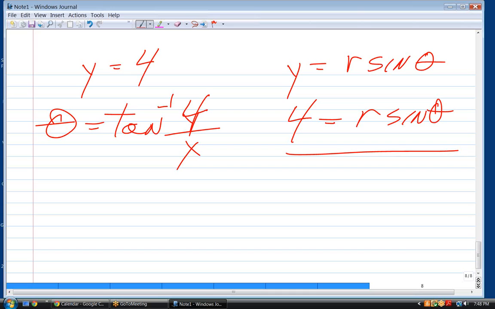Y equals 4. 4 equals r sine theta. So I suppose I could say 4 equals r sine of inverse tan of that. Doesn't help much.